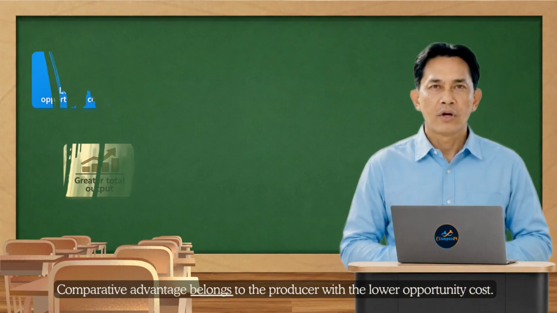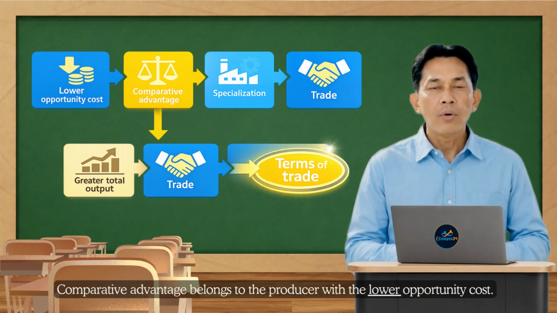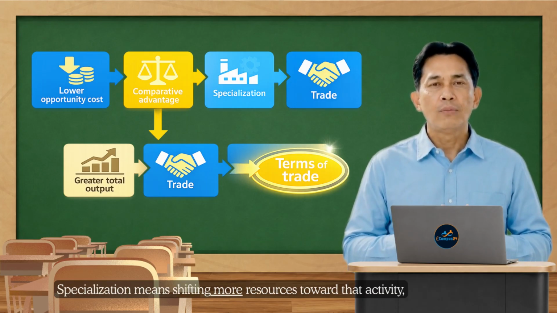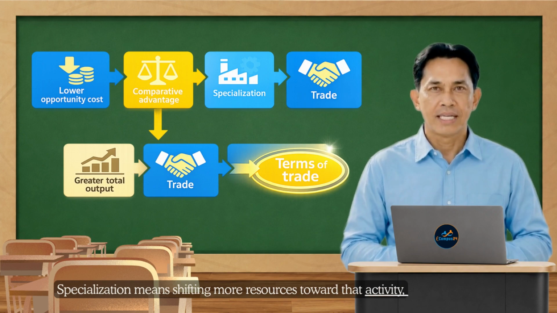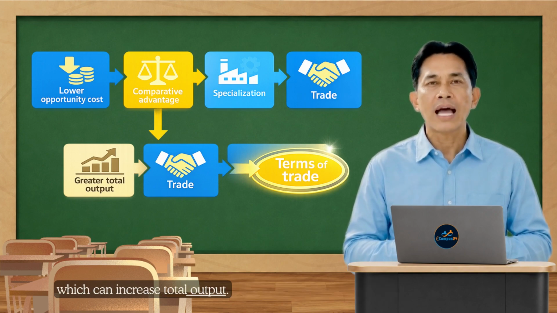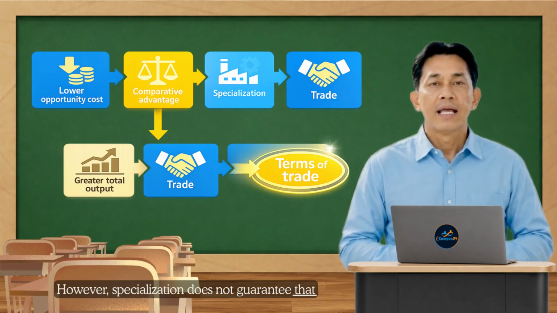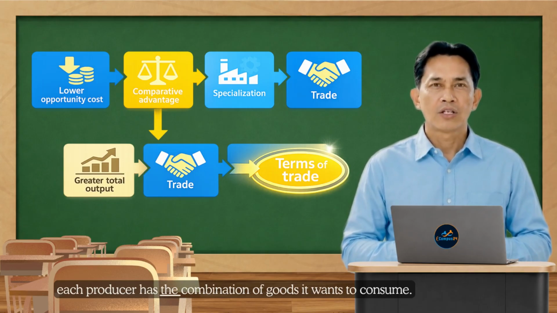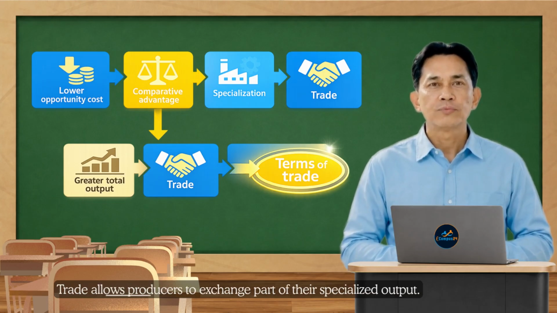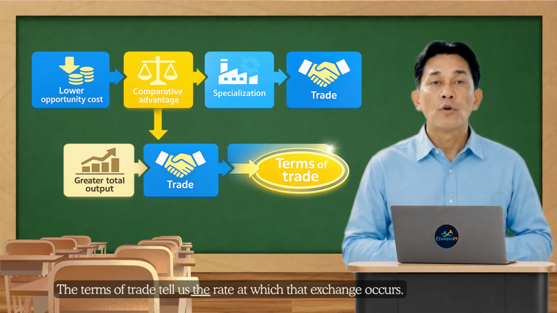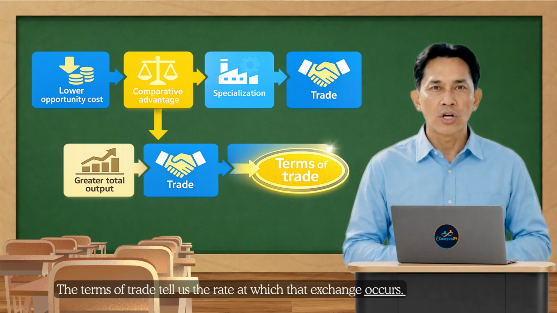Comparative advantage belongs to the producer with the lower opportunity cost. Specialization means shifting more resources toward that activity, which can increase total output. However, specialization does not guarantee that each producer has the combination of goods it wants to consume. Trade allows producers to exchange part of their specialized output. The terms of trade tell us the rate at which that exchange occurs.